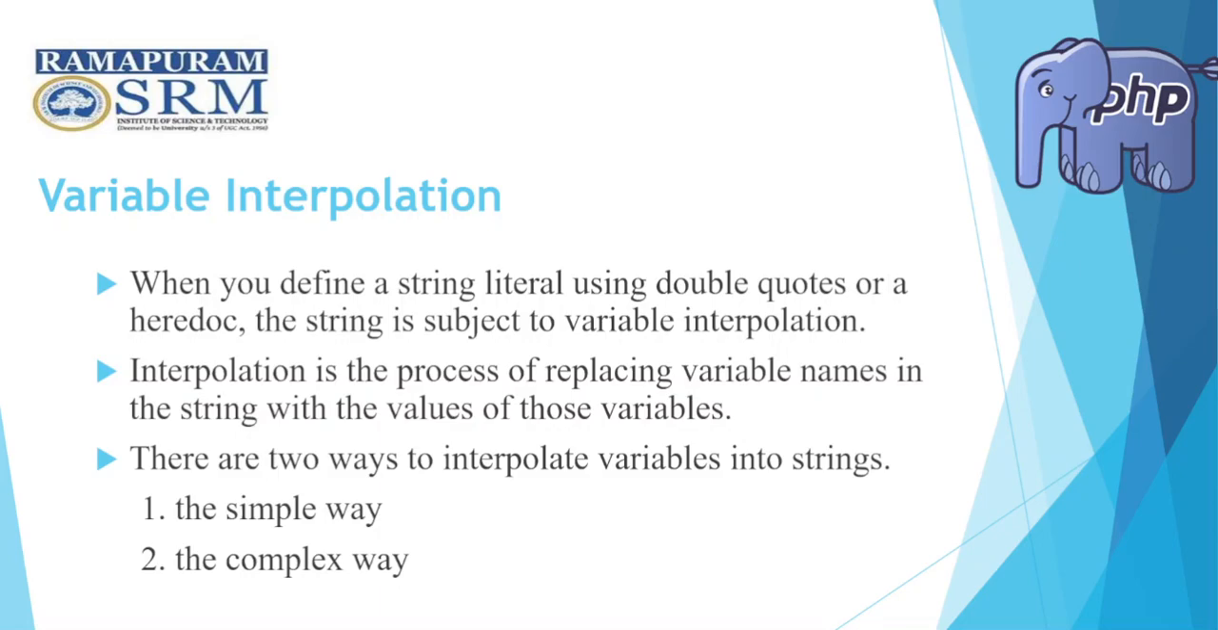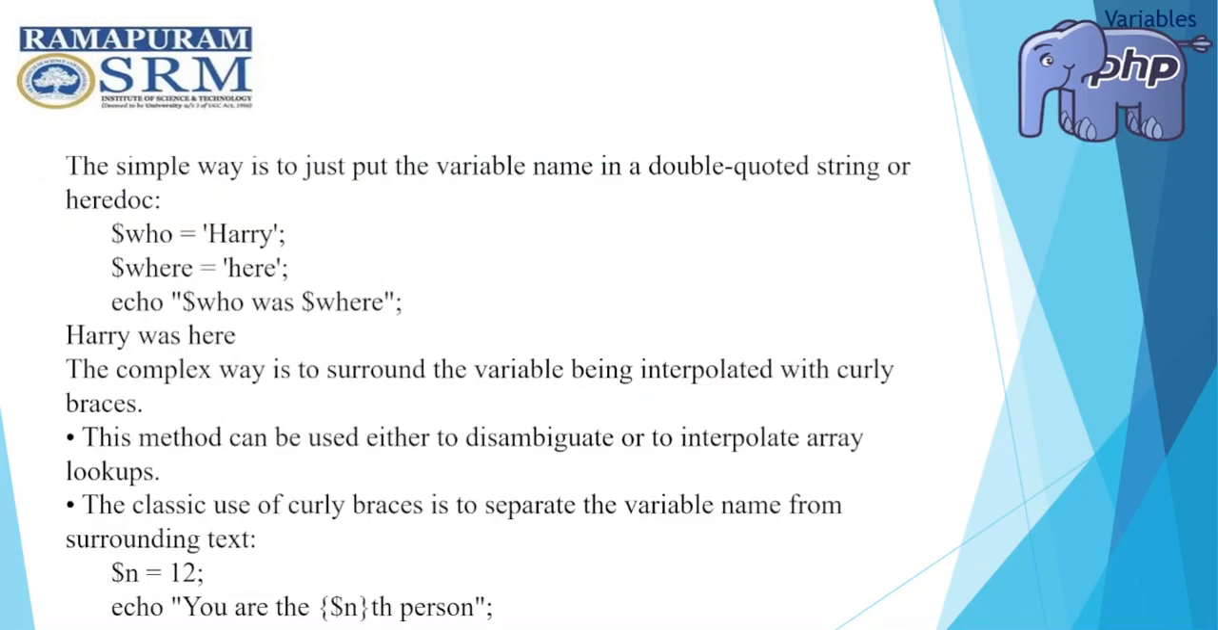There are two ways to interpolate variables into strings. One is the simple way, the second one is the complex way. In the simple way, we can use a double quoted string or heredoc. First we have to assign some string value to the variable. For example, $who equal to Harry. We are assigning the Harry value to $who.